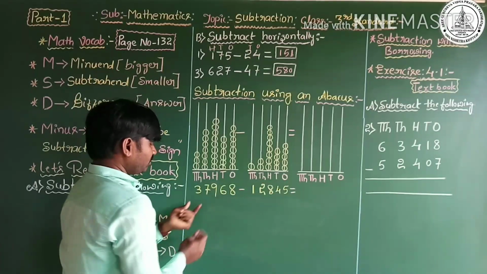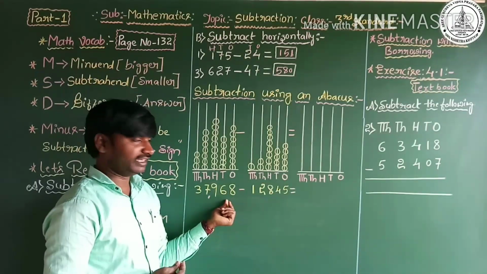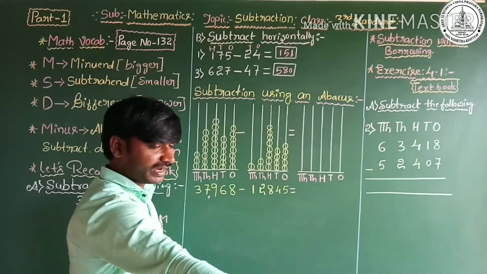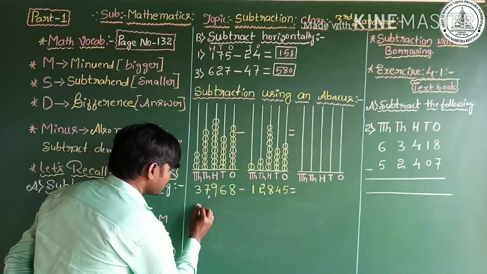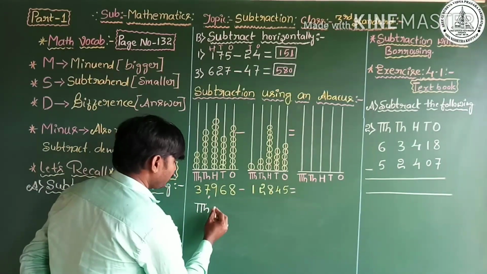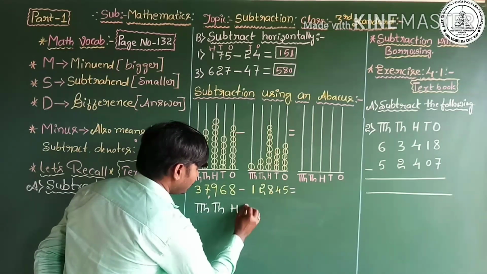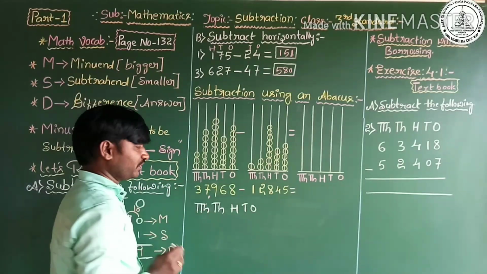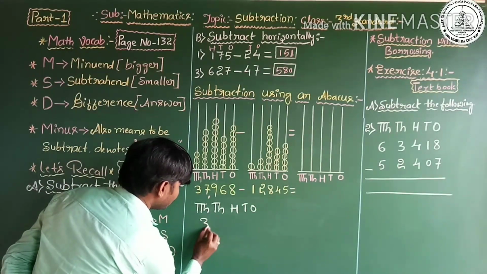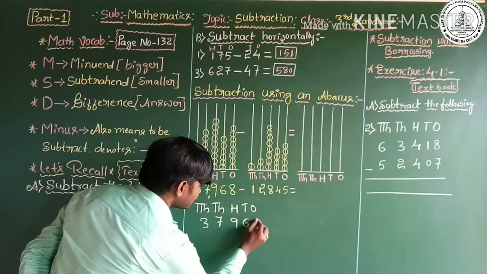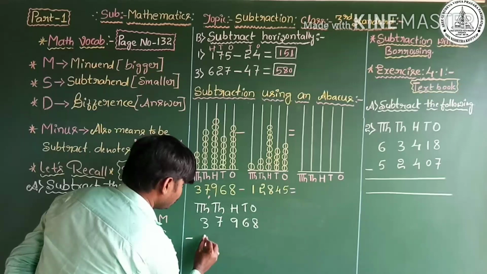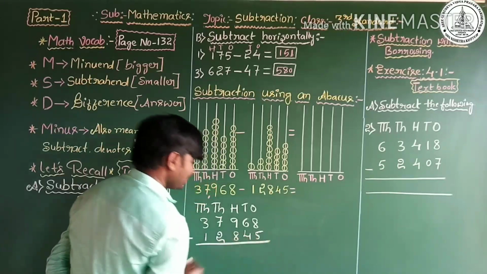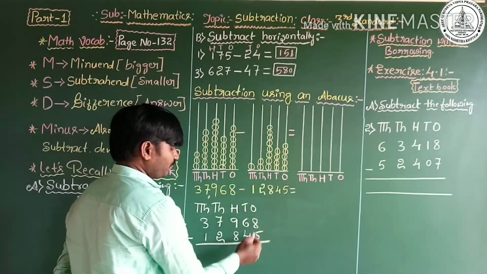Okay, the values are 37,968 minus 12,845. Okay, subtract now, dear student, these values. You put the place values: 10,000 place, the next 1,000, hundreds, ones. It means ones, tens, hundreds, thousands, 10,000. Okay, the bigger number is 37,968, subtract 12,845. Yes, dear student, subtract the values.